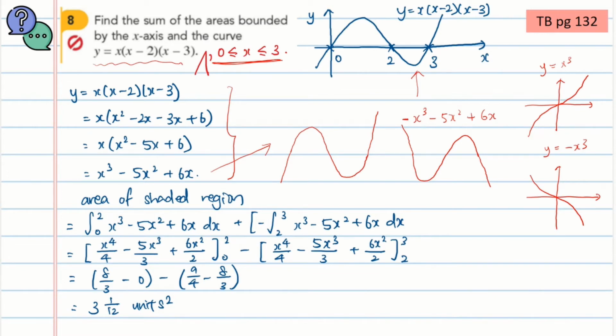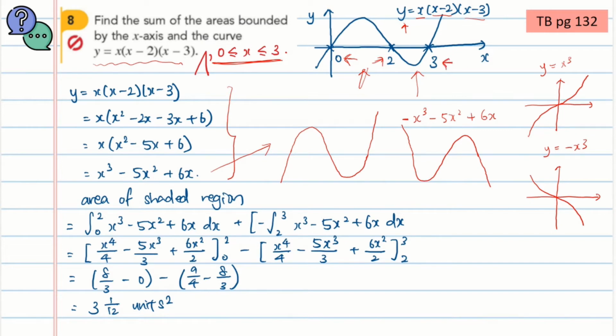Okay, so now going back to this diagram that I have drawn here. How do I know that the x-intercepts here are 0, 2, and 3? We know that our x-intercepts can be found when y equals 0, and when y equals 0, x will be equal to 0, x minus 2 equals 0, or x minus 3 equals 0. Since they have already given it to you in factorized form, it is not difficult for us to know that the intersections will have to be 0, 2, and 3.